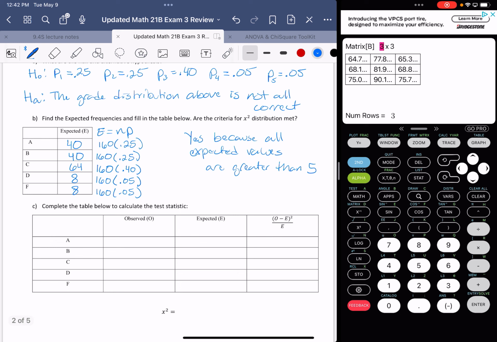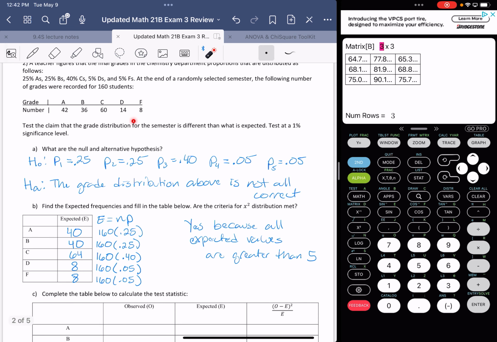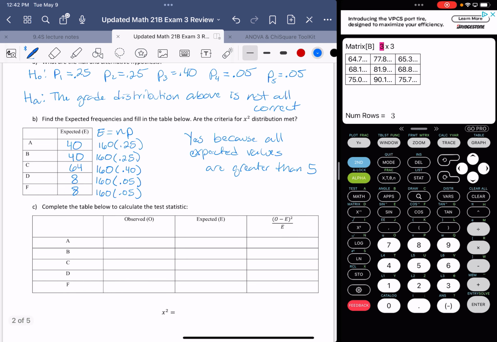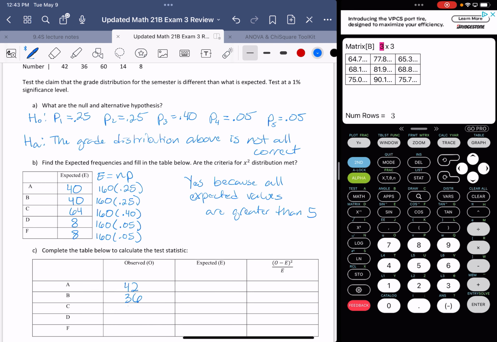Complete the table to calculate the test statistic. Where do I get the observed, the O? In the question up there. That was provided. The observed is the sample data provided from the teacher at the end of a randomly selected semester. They got the following grade distributions for the 160 student sample. So these here are our O, our observed data. There were 42 A's, 36 B's, 60 C's, 14 D's, and 8 F's.